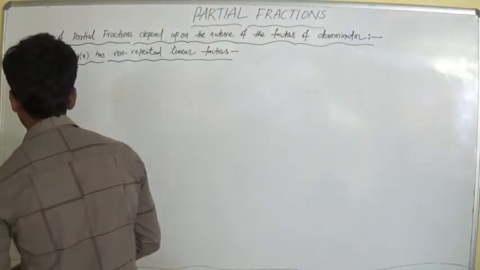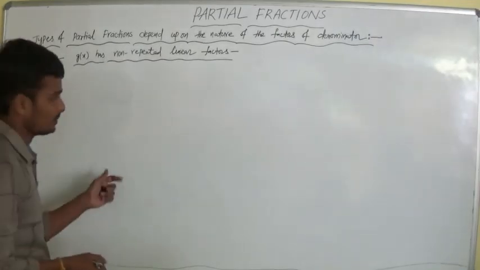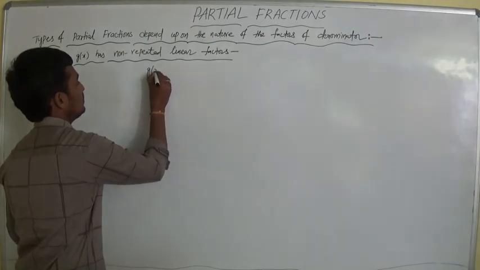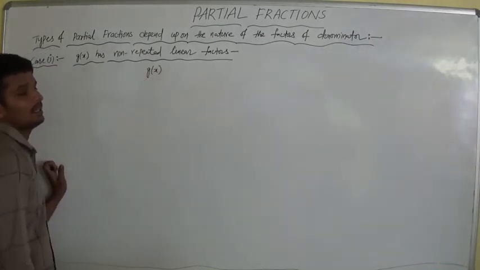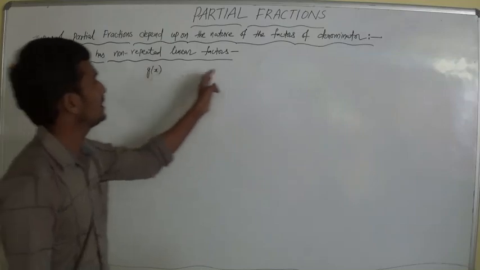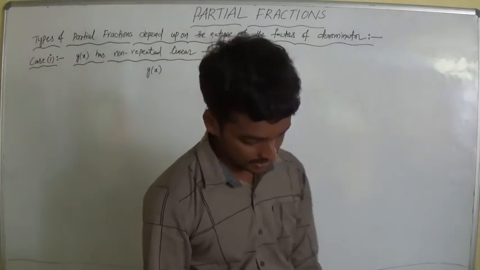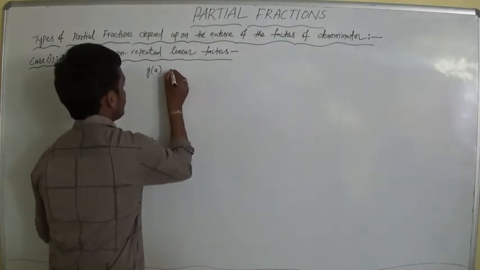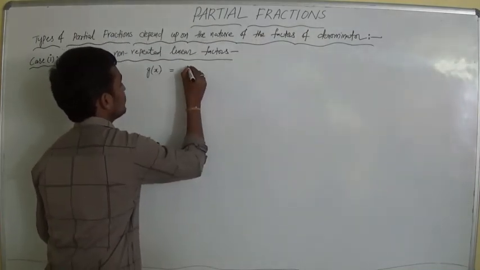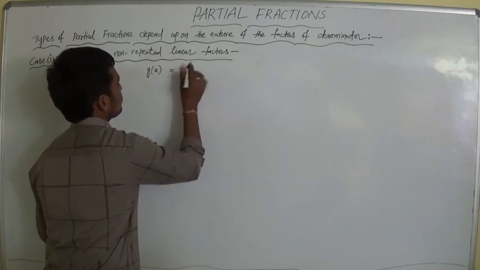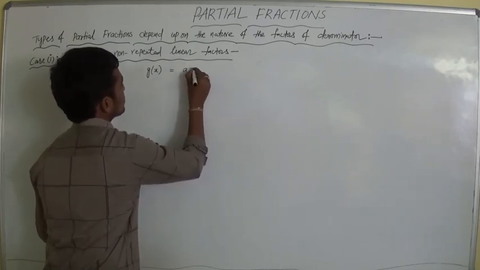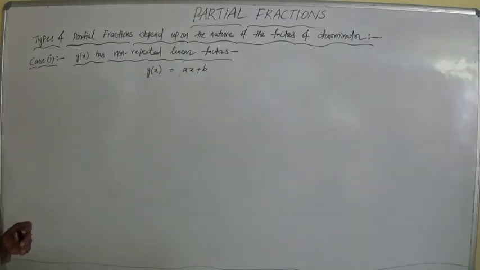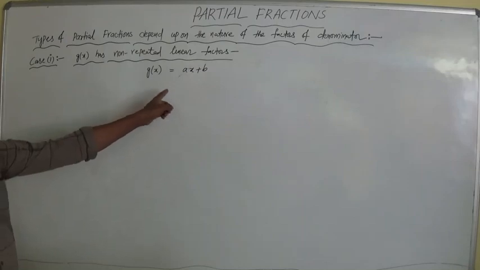So, how is it, sir? Observe this. For example, the denominator g of x has non-repeated linear factors. Those are in the form of linear factors, which we write very easily. Those are in the form of ax plus b. This is the general form of a linear factor. That's why I'm writing ax plus b. Don't confuse ax plus b.